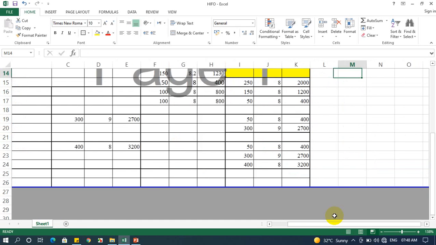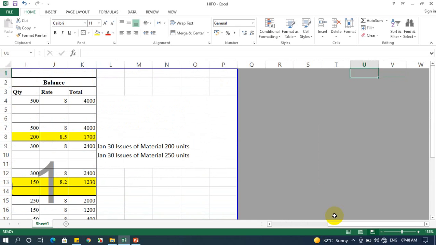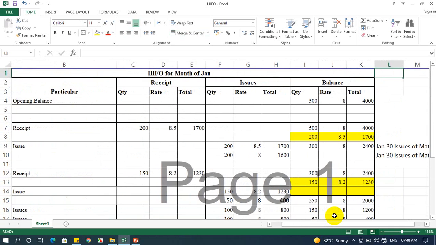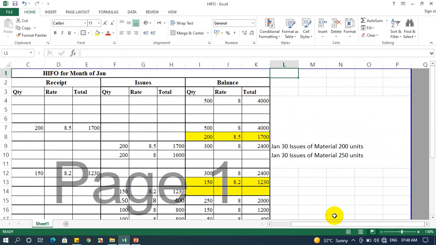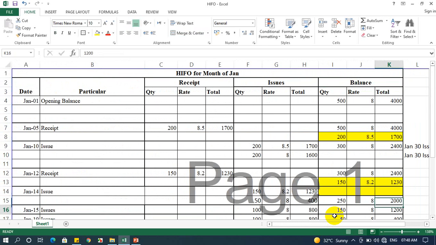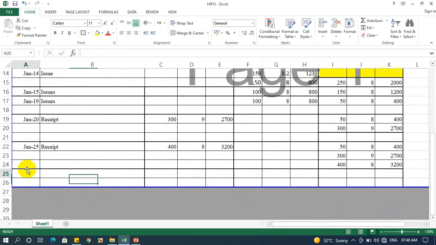And then going again to the above example, on January 30 we issued an amount of 200 units, right? We issued 200 units. So now coming to HIFO, what is the difference? It is clear-cut here what the difference is between HIFO, LIFO and FIFO.